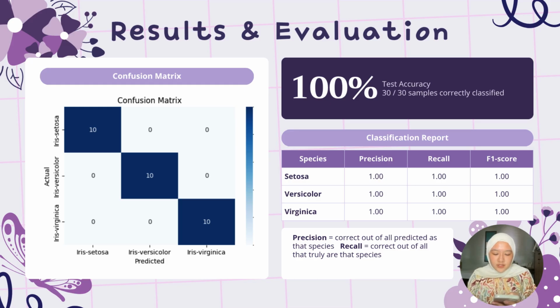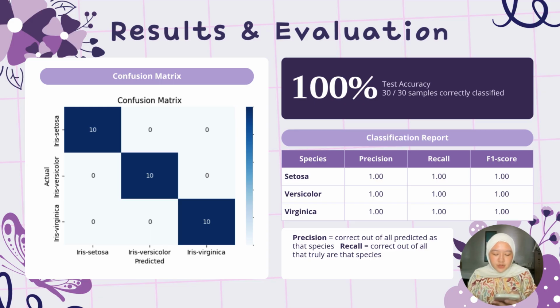Our KNN model achieved 100% accuracy on the 30 sample test set. The confusion matrix shows a perfect diagonal, zero misclassifications across all three species, including versicolor and virginica, which overlap on sepal measurements in our earlier EDA.